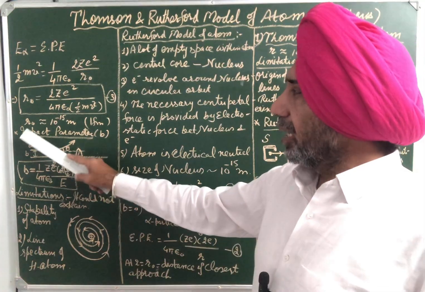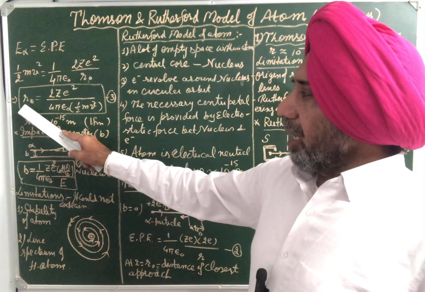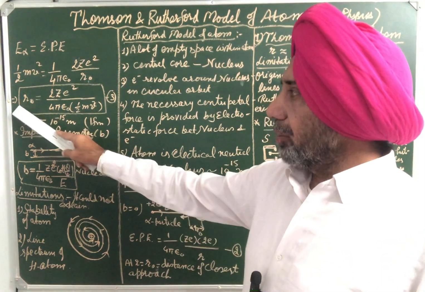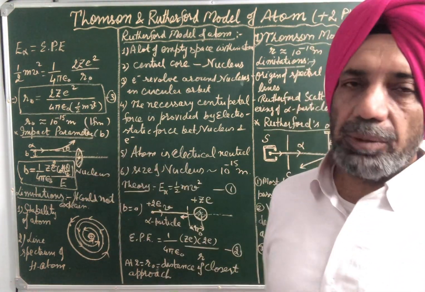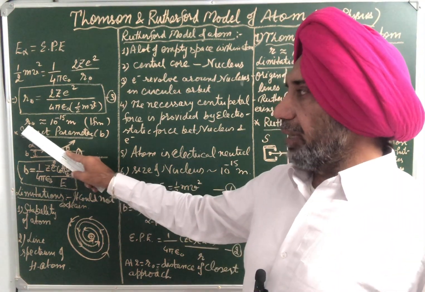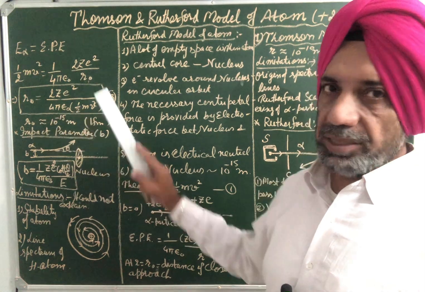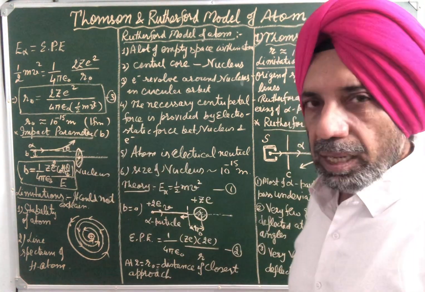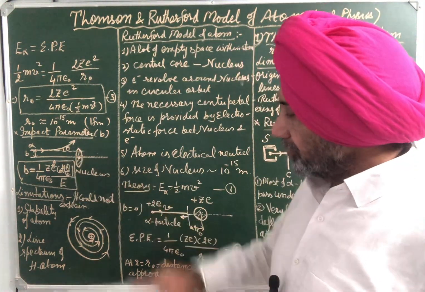Then we can see that r naught is more when the energy of the alpha particle is more. So r naught may vary with the kinetic energy of the alpha particle, but the alpha particle will definitely stop at a certain distance, at the distance of closest approach. Then impact parameter. Just the definition you have to remember.